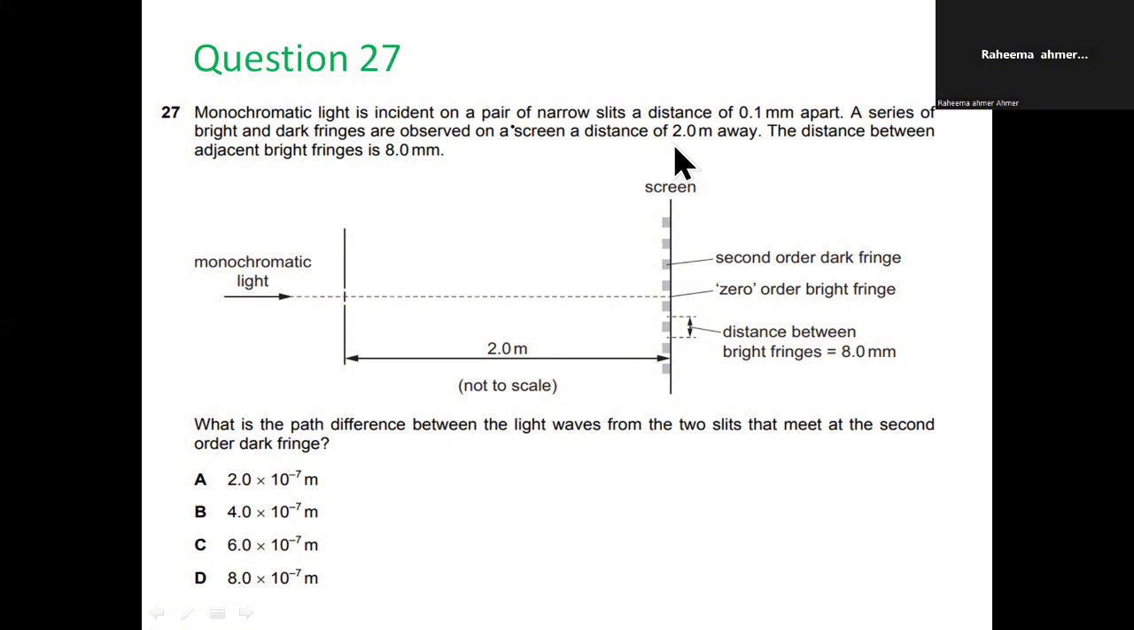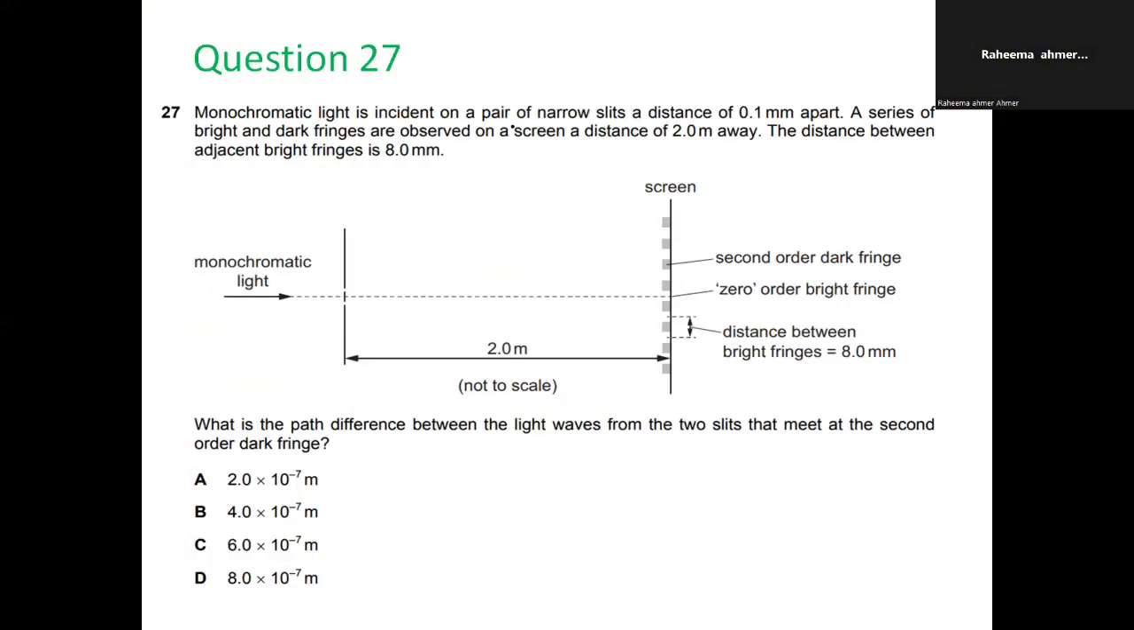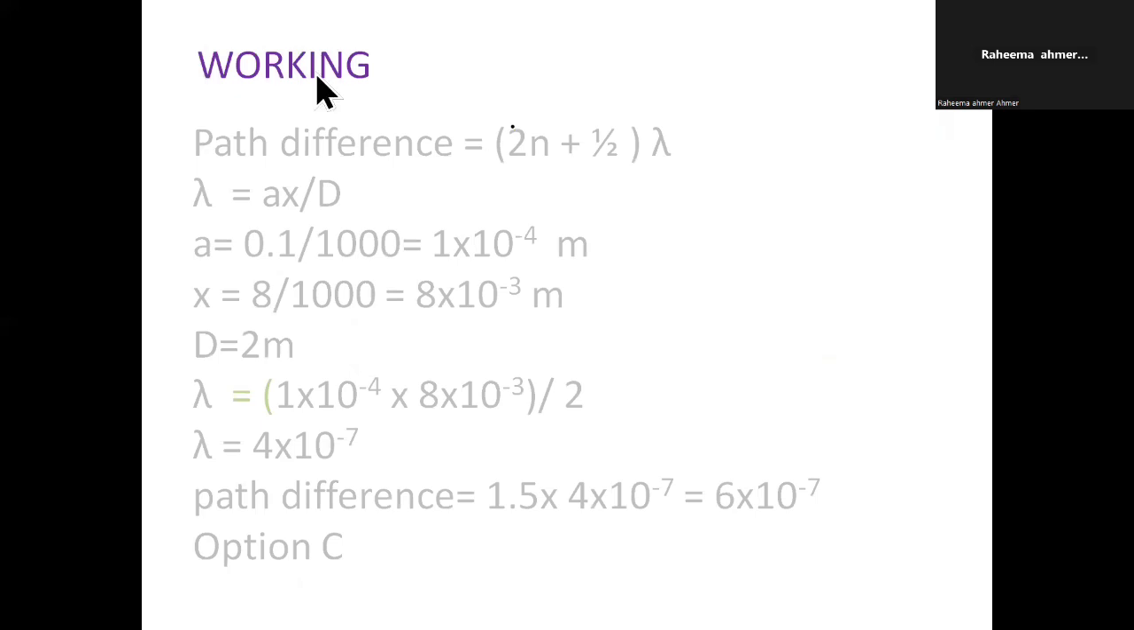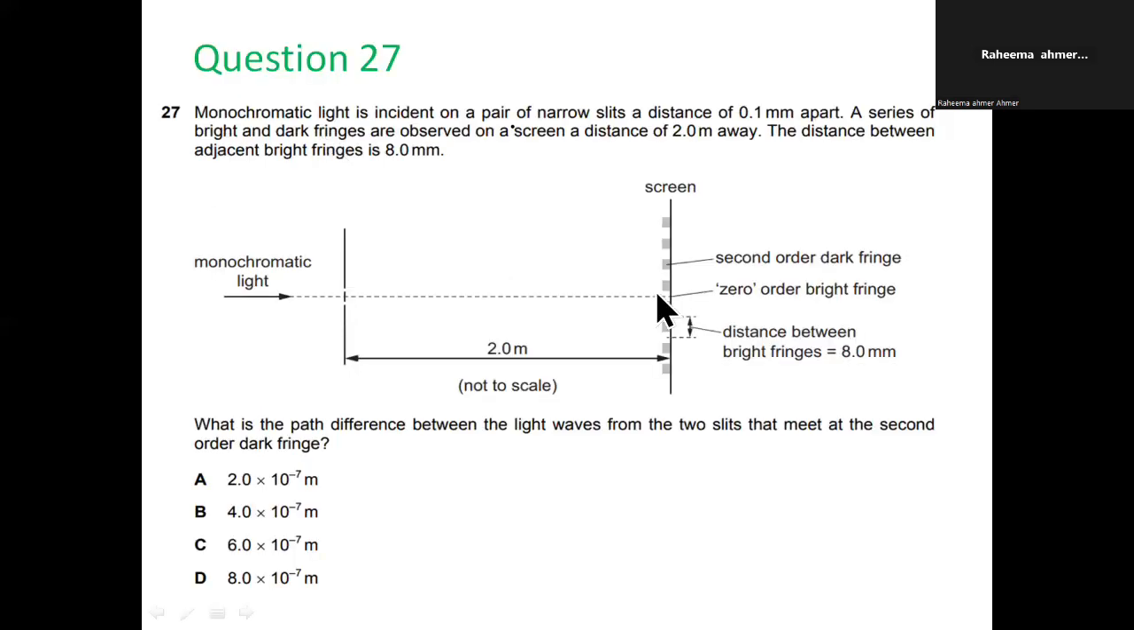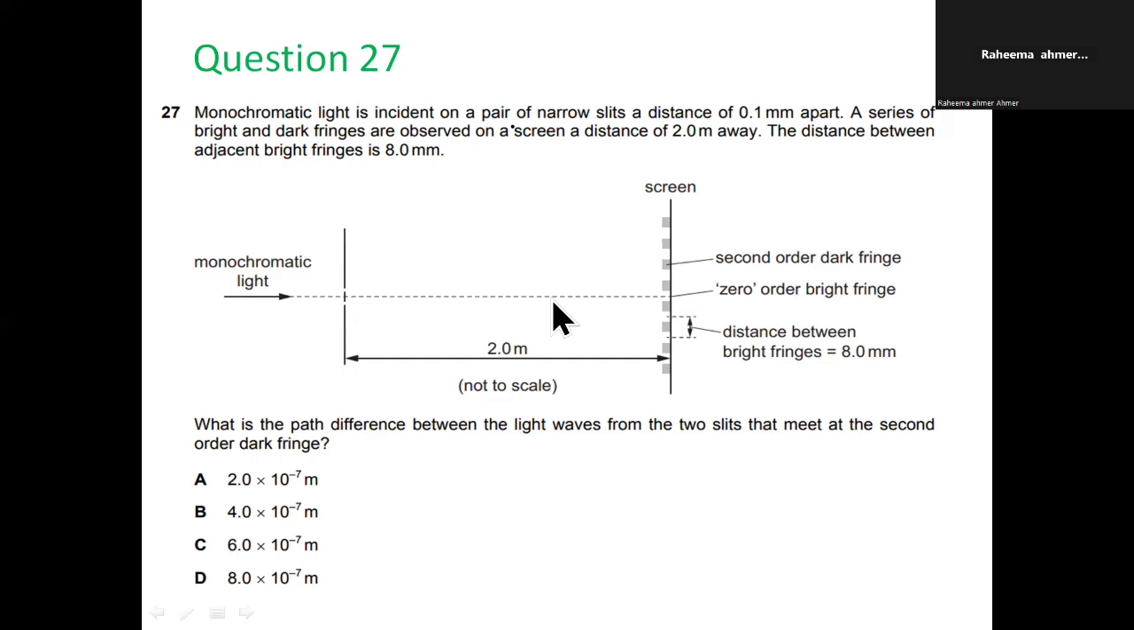Now remember, all of them must be in base units. The base unit for any distance is meter. So you must convert the millimeter to meter. This gives you 1 into 10 power minus 4 meter for the separation between the two slits. And then x is the separation between bright fringes. It is given to you as 8 millimeter. Again, you must convert it into meter, divide by 1000, and you would get 8 into 10 power minus 3 meters. And then d is already given to you.